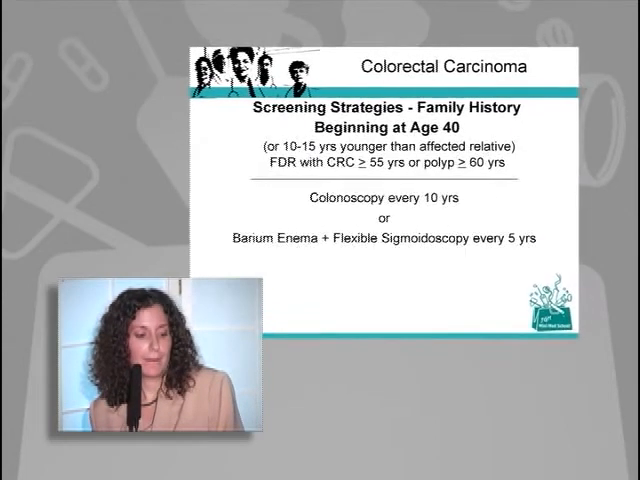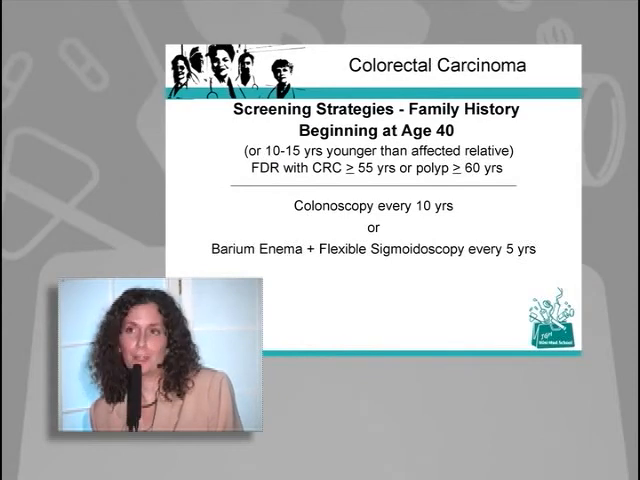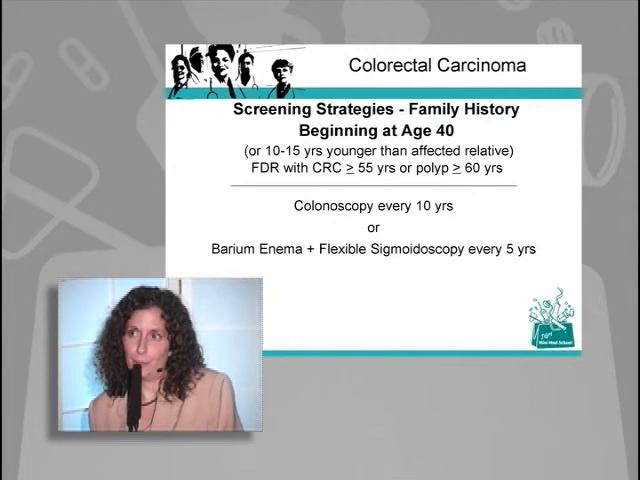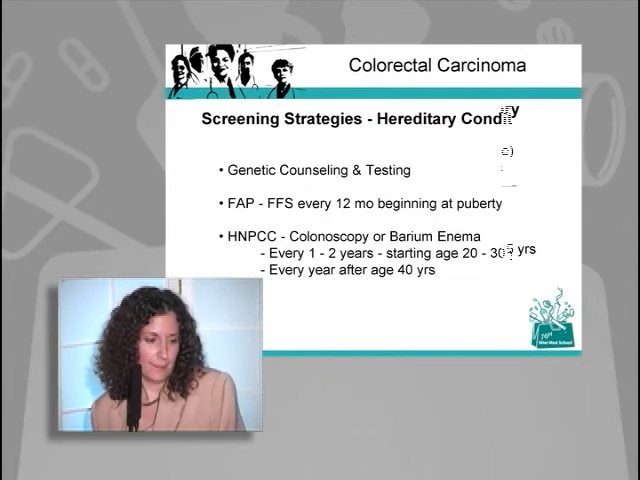So what if you have a family history, but the relative had the colon cancer at a younger age, under the age of 55? Well, then again, you start screening at 40 or 10 to 15 years earlier than the relative with the cancer. But what is recommended is really a colonoscopy every 10 years, or if you cannot have the colonoscopy, a barium enema and flexible sigmoidoscopy every 5 years.